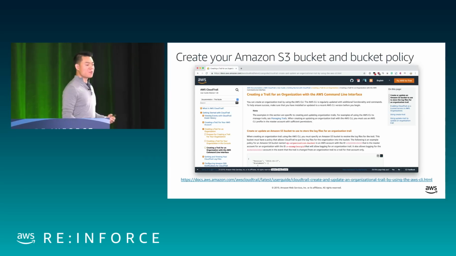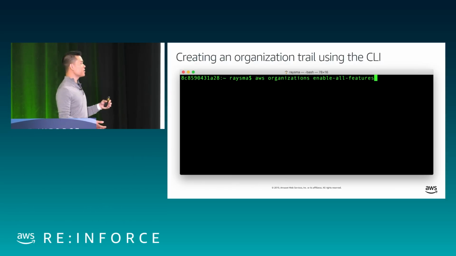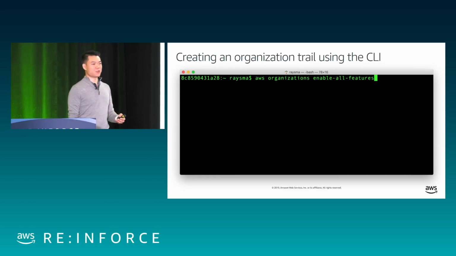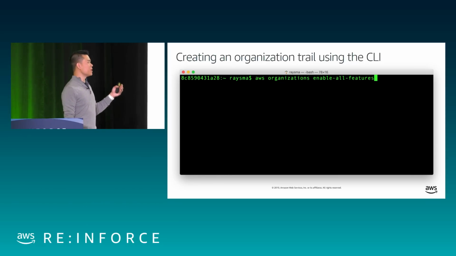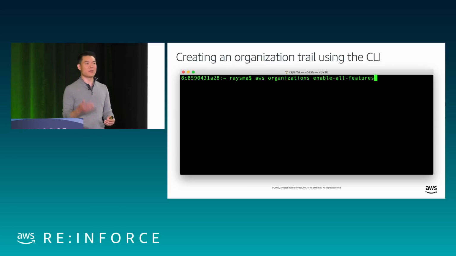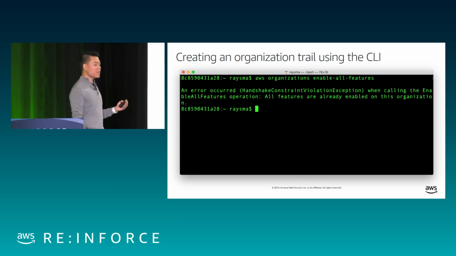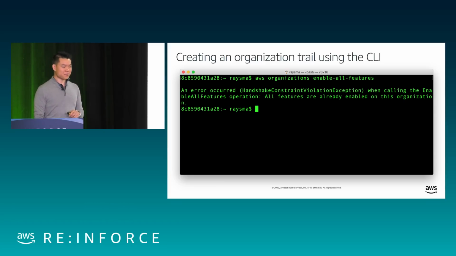Cool. So now that I've created my Amazon S3 bucket and my bucket policy, I'm ready to start creating my organization trail. The first thing I want to do is to make sure that all features is enabled in my organization. If you remember what I talked about previously, there's a legacy mode and then the full featured mode of organizations. So in order to use this functionality, you need to be in that full featured mode for organizations. So I run the CLI command and I get an error, which says that all features is already enabled on my organization, so I'm good to go.